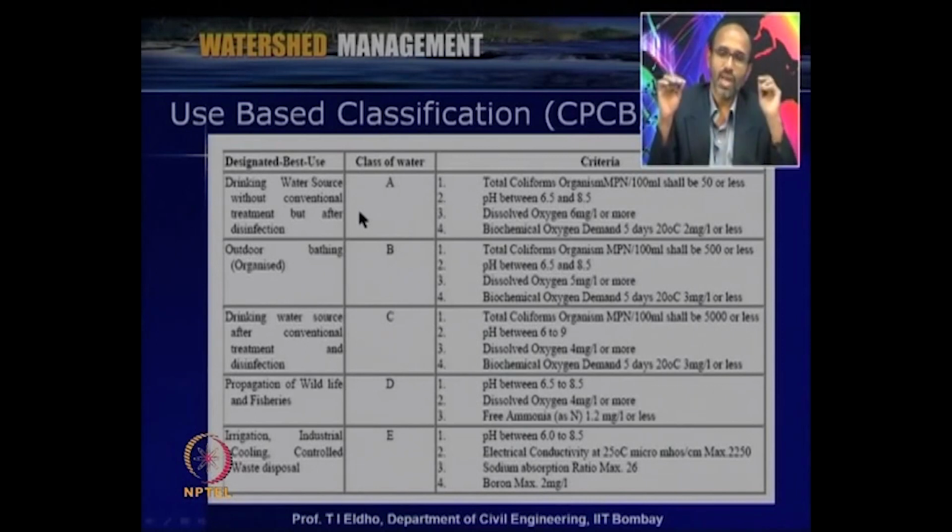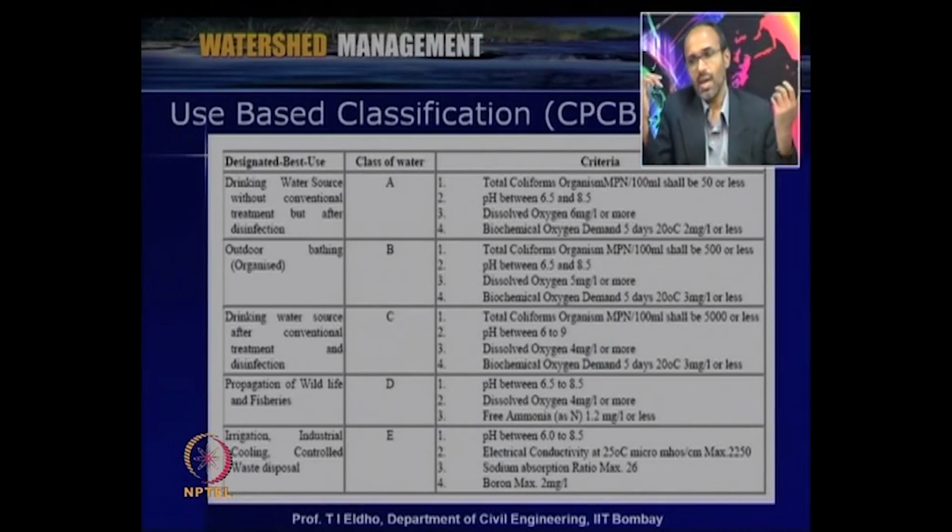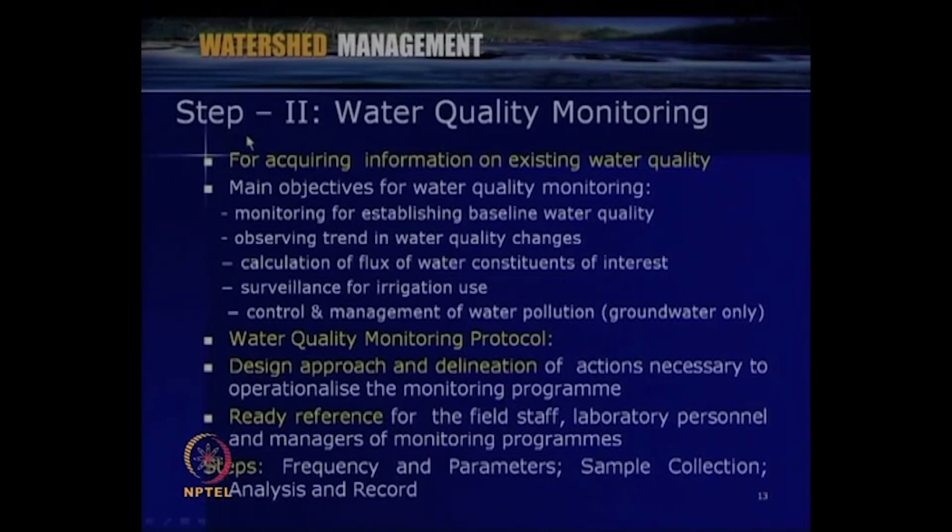So, like that we can say, based upon the class of water, or based upon the source, or based upon the intended use, we can set the criteria. And that will set the water quality goals in the first step, and that will be the deciding criteria at a later stage to see whether these quality goals are met or not met.